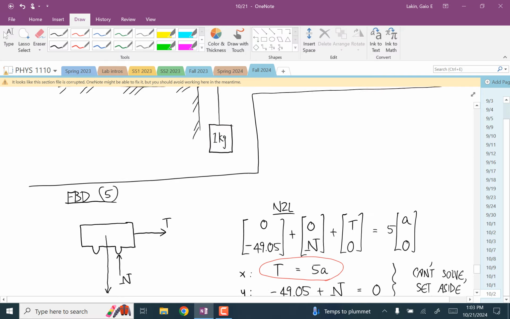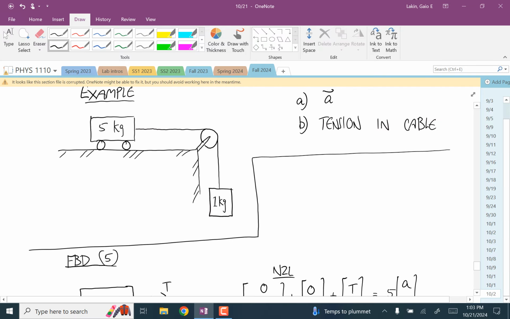You can see whichever one of these two bodies you look at, that's saying that the rolling one is moving in the positive x direction. The hanging one is accelerating in the negative y direction. So the whole thing is like, the hanging mass is going down.